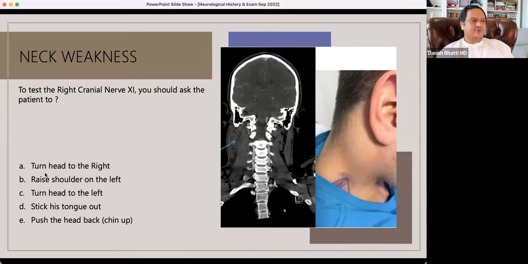You will ask him to turn his head to the right, raise the shoulder on the left, turn the head to the left, stick his tongue out, or push the head back. And the answer is turn the head to the left, because the sternocleidomastoid makes the head go opposite. And again, that is related to the visual field phenomena. So for the right SCM, you will ask the head to turn to the left side.